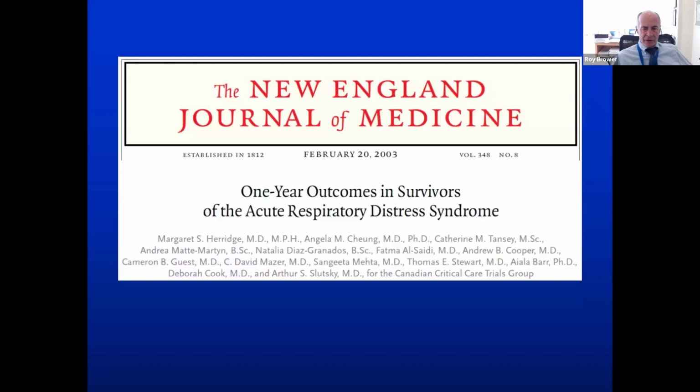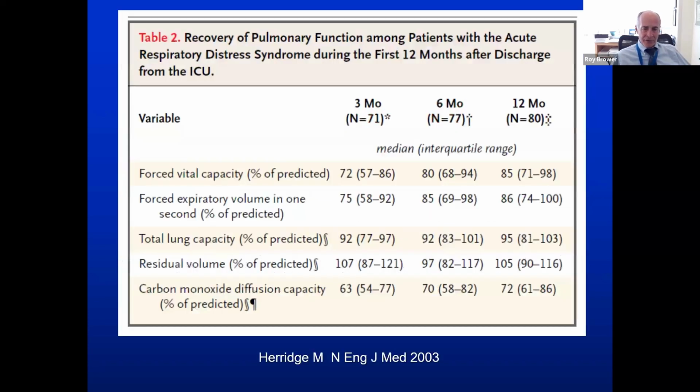Margaret Herridge, her life's work has been to demonstrate that patients who survive from ARDS, they're lucky to survive, but they suffer with sequelae. So she tracked down many patients who survived from ARDS in Toronto, Canada, and questioned them about how they were feeling, what symptoms did they have, and she assessed their pulmonary function. Pulmonary function does pretty well.